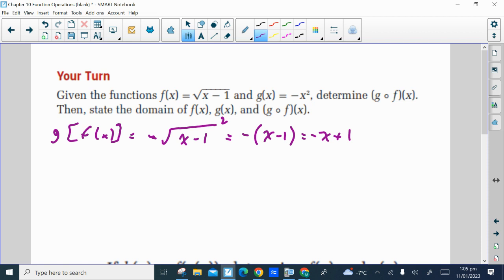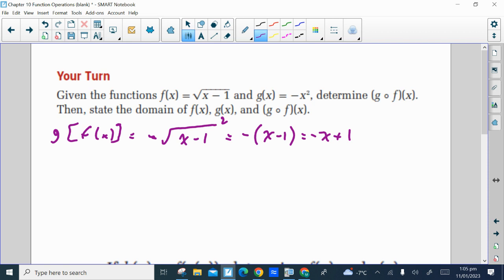So there's a simplified expression. However, that's a line with a negative slope, slope of negative 1, y-intercept of plus 1. If we were to graph that, it would go up and down forever, left and right forever. However, when we're talking about restrictions, we have to look at our original expression.